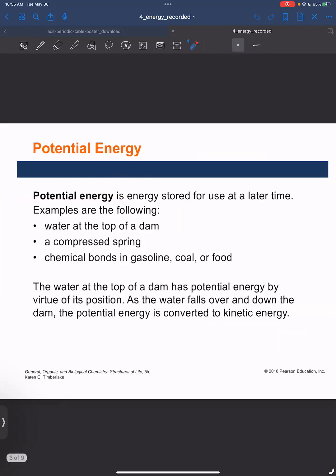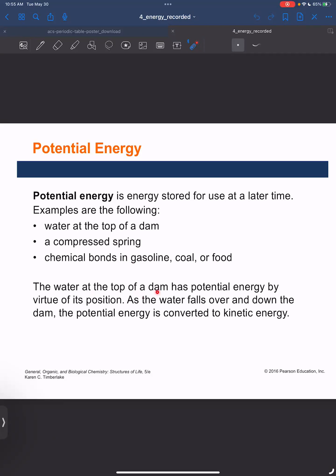Potential energy is energy stored for use at a later time. And so some examples are the following. The water at the top of the dam before it flows over is an example of potential energy. A compressed spring, so if you have a spring that's coiled up tightly but hasn't opened up yet, that's an example of potential energy. And chemical bonds in gasoline, coal, and food are also examples of potential energy.